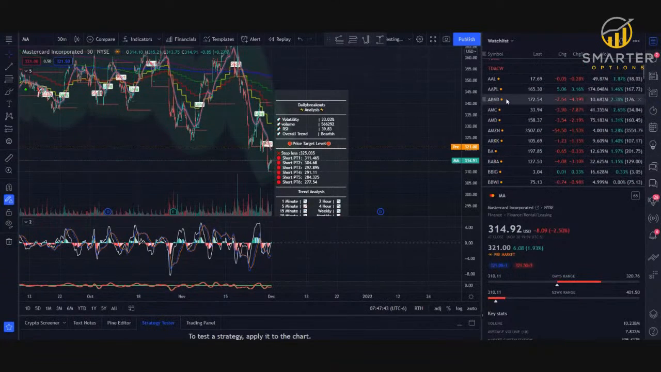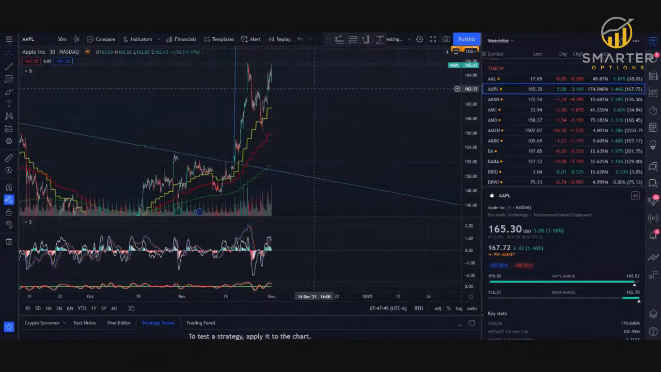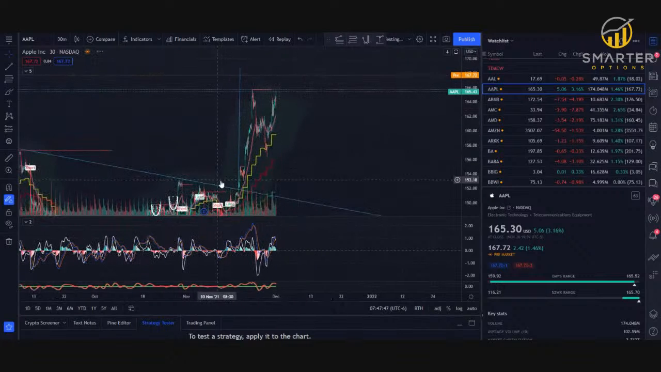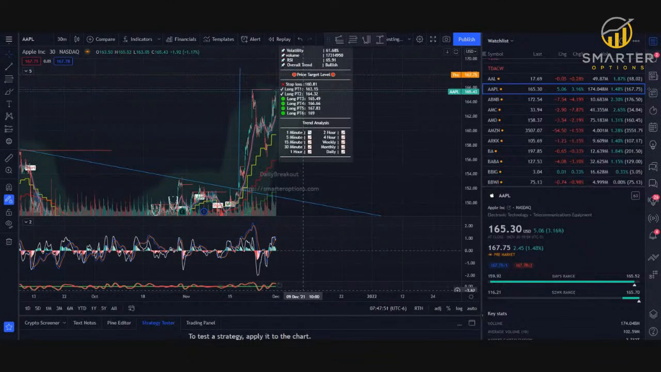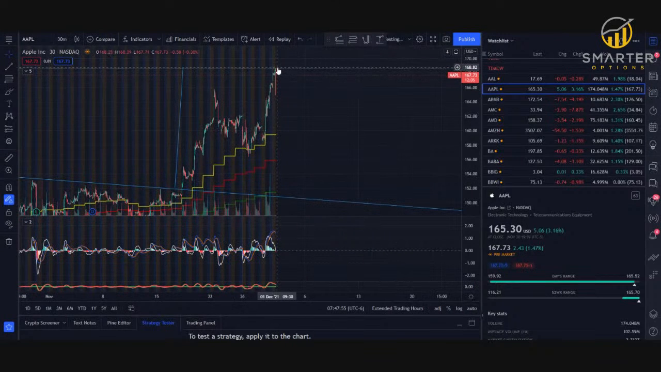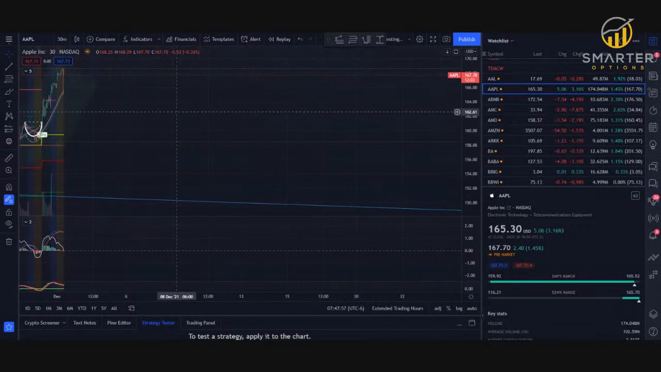Apple had some good news. I already went over Apple, like I said, and it's already pulling back a little bit. But let's just go look at pre-market here real quick. Yeah, look at that. Look at that.